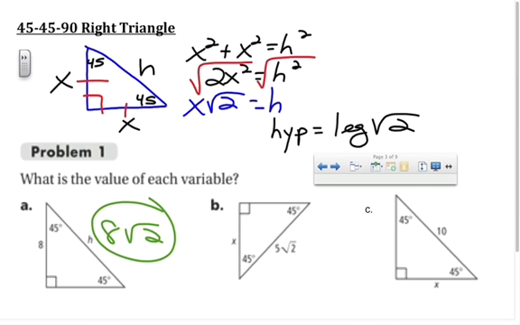Yeah. So in part B, notice we're going in the opposite direction. I know what the hypotenuse is. I'm trying to find the leg. Think about it this way. If I know the hypotenuse and I'm trying to find the leg, does it make sense that instead of multiplying by radical 2, I would do the opposite of that? I divide by radical 2. And if I take this 5 radical 2 and divide by radical 2, does it make sense the radical 2's cancel out?